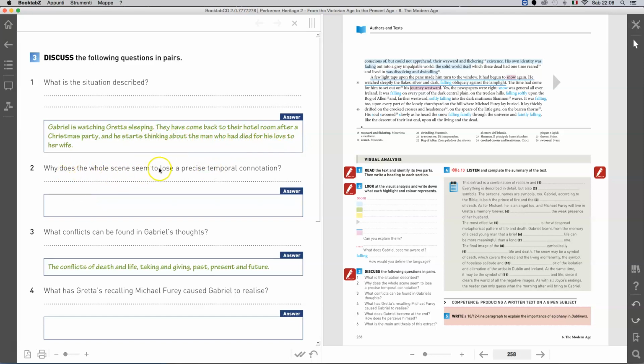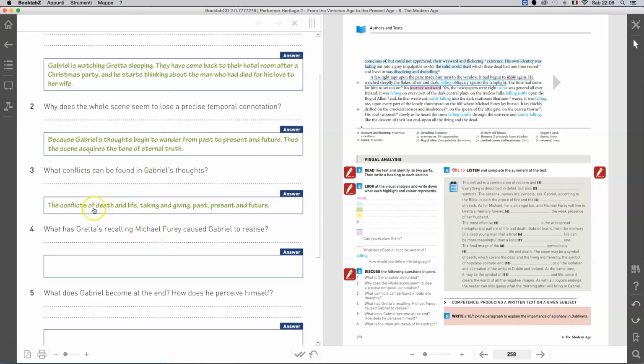Why does the whole scene seem to lose a precise temporal connotation? Because Gabriel's thoughts begin to wander from the past to the present and future. Thus, the scene acquires the tone of an eternal truth. What conflicts can be found in Gabriel's thoughts? The conflicts of death and life, taking and giving, past, present, and future.